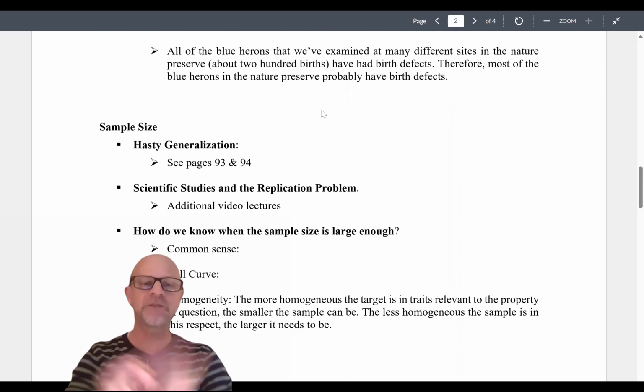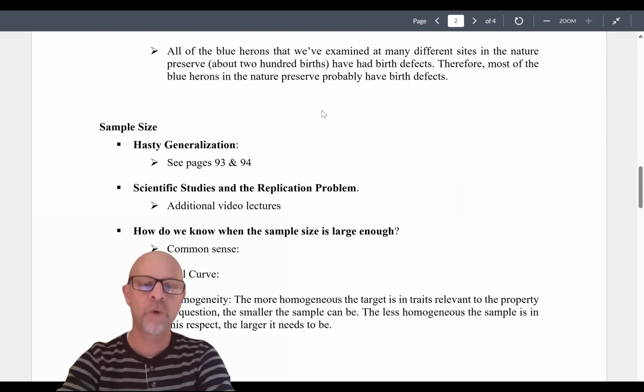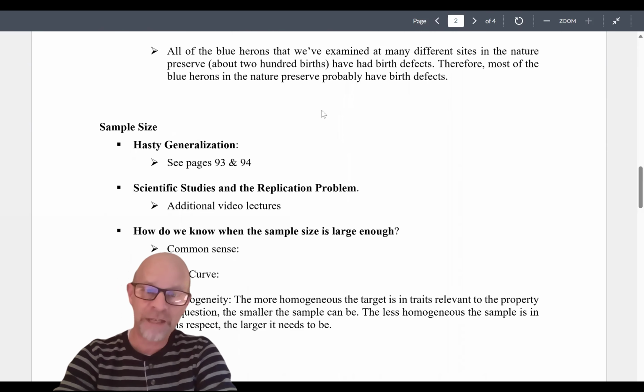All right, so that's a basic sort of introduction to what we mean by enumerative induction, but there's a lot more that we will need to get into, and we'll do that in the next video.